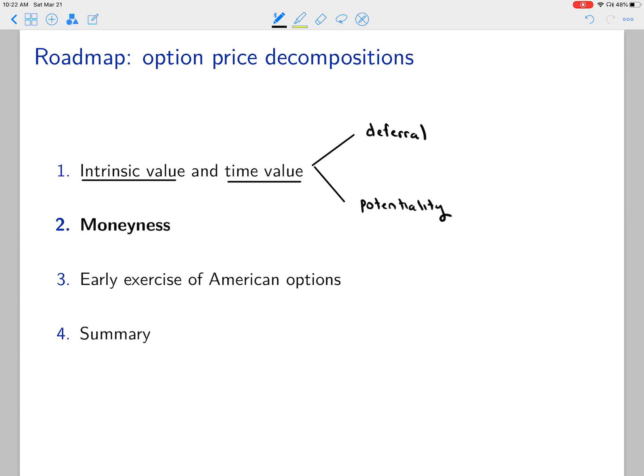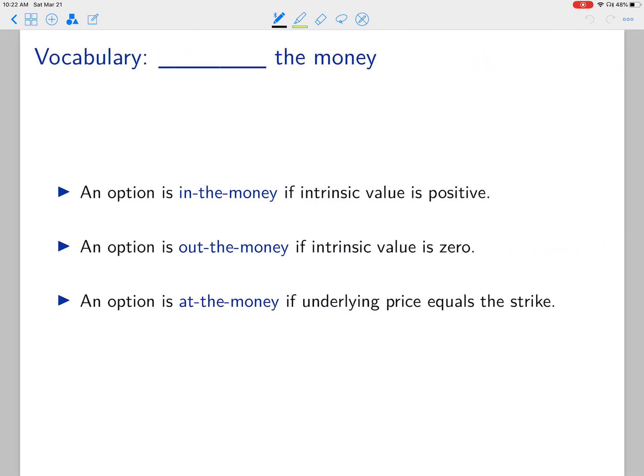Okay. In this half of the lecture, we will now relate intrinsic value and time value to two concepts. The first is something called the moneyness of an option, and the second is the early exercise of American options. Okay, let's get started. So options are commonly quoted in terms of their moneyness.